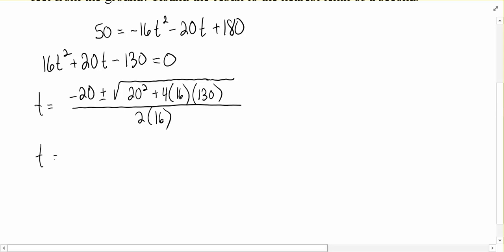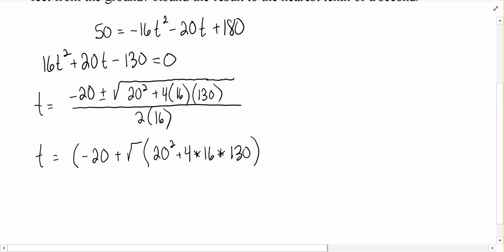But for those that don't have the MultiView calculator, what's going to be important as you put this into the calculator is that you need to have parentheses around your entire top, so parentheses negative 20. Now you can't do plus minus in the calculator, we've got to start with plus. Now when you hit square root, you also need a parenthesis to say all of this is under the square root together. So 20 squared plus 4 times 16 times 130. Now the first end parenthesis ends the square root. The next end parenthesis ends the entire top.